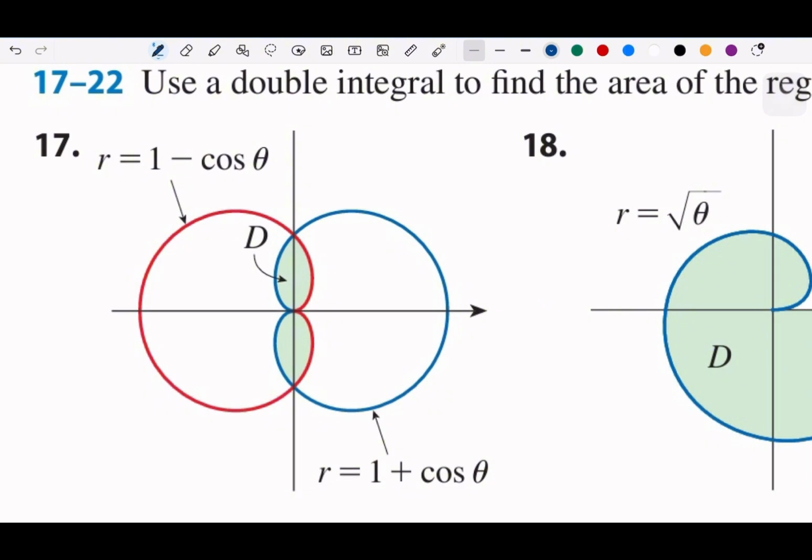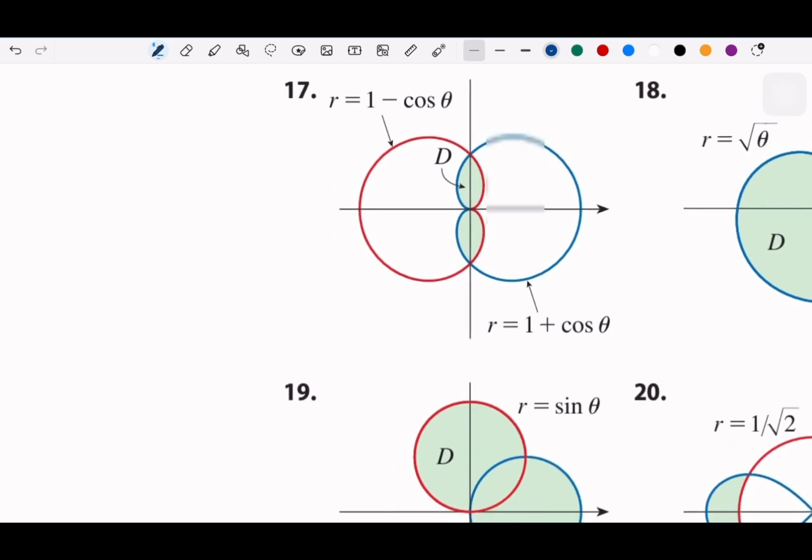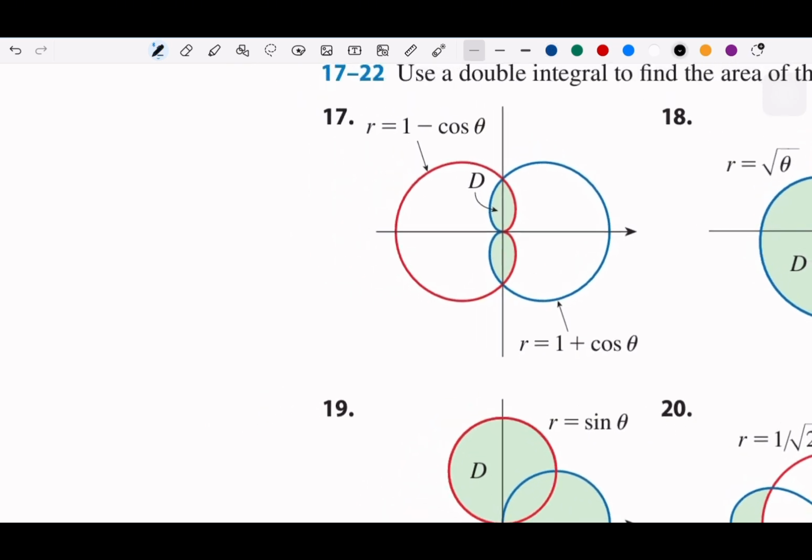So the question is to use a double integral to find the area. This is an application of the double integral. The area in the double integral is the double integral of dA.